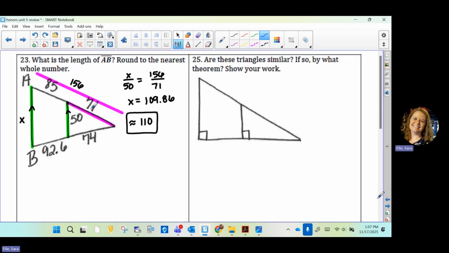Do pay attention to rounding. It says round to the nearest whole number. Okay, so the nearest integer. And here that was 110. Once I solved that.